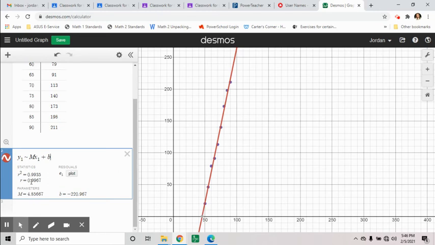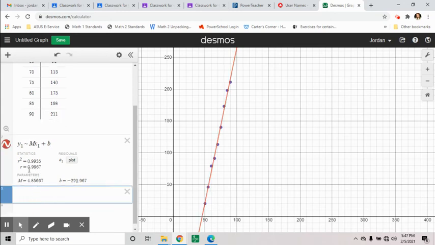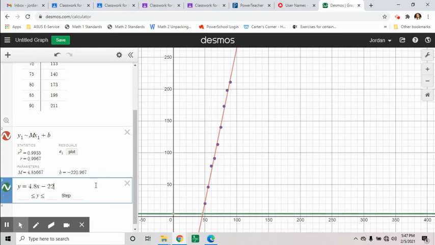So the first part of your question is going to say, find and graph the regression line. And then it says y equals blank. Well, here's what you would type in. Based on the information it gave me back, it told me my m value is 4.8 and my b value is negative 20.9. So my equation that I'm going to write down on my paper will be y equals 4.8x minus 20.9.